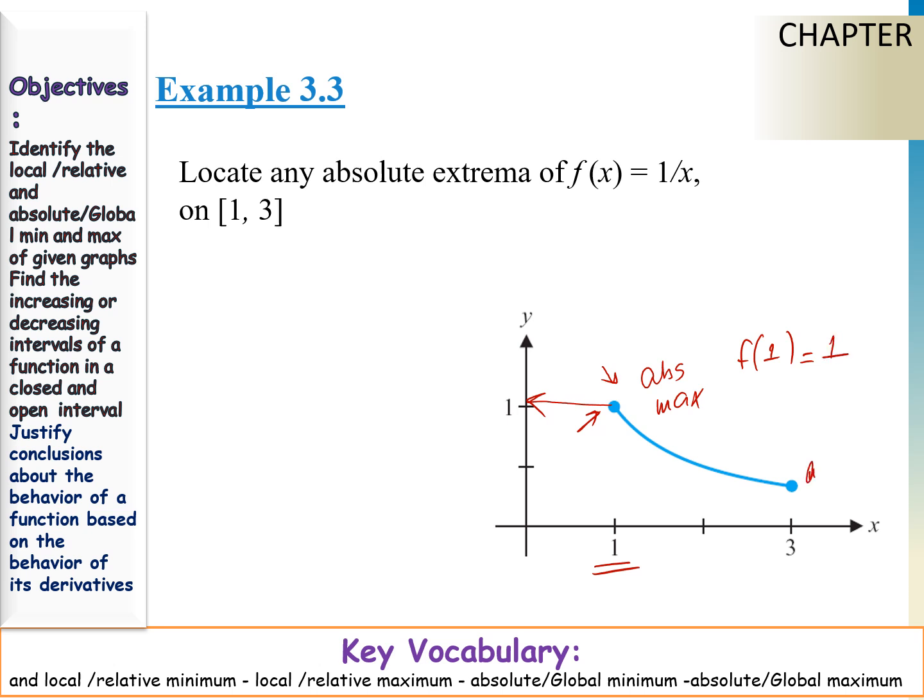Now what is the absolute minimum? The absolute minimum is here, and this is the lowest point of the graph. So let's try this one. Let's suppose it's 0.5 here and this is 0.25 maybe. So you can write f of 3 equals 0.25 is the absolute minimum. None of them is the relative or local maximum or minimum.